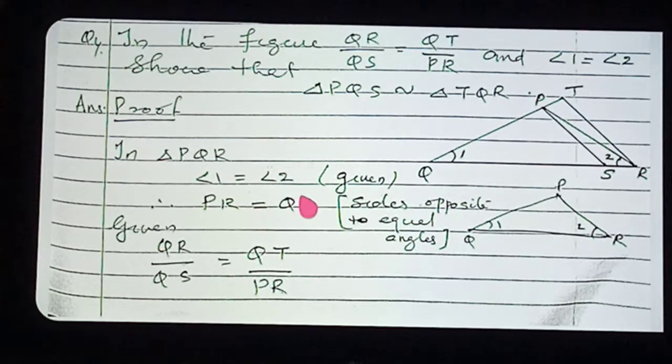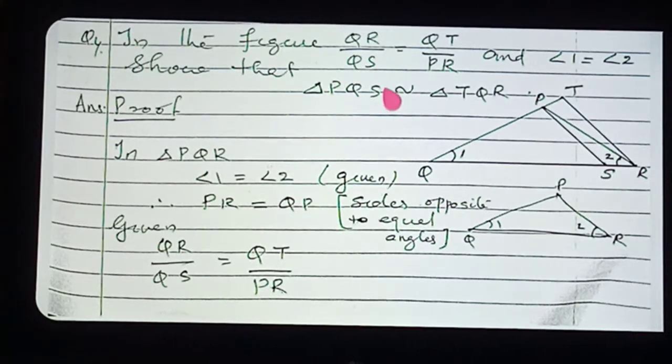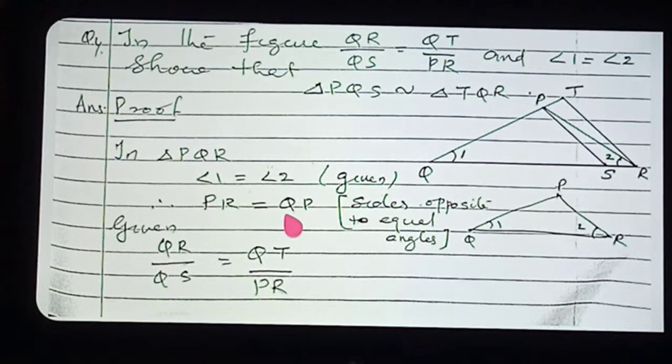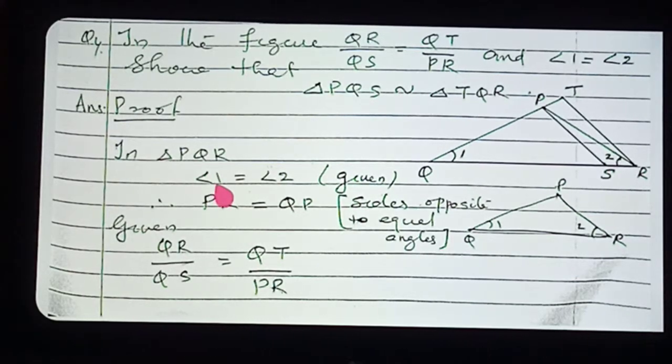Actually, this only you need. The remaining is all given in the question. So what is given? PR is equal to QP, that is not given. Angle 1 and angle 2 are equal. Therefore, we found that the side opposite to angle 1 is PR and the side opposite to angle 2 is QP. Those two are equal. Now, the rest is already given in the question.